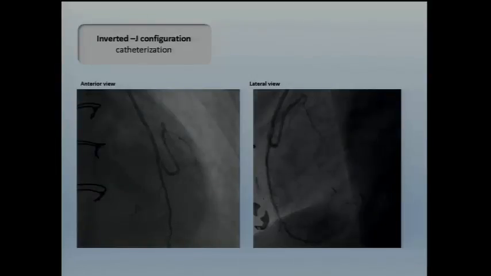What we achieve in this manner is that a good segment of the LITA is used to graft the LAD more proximally, and the distal segment is used for the less important diagonal artery.